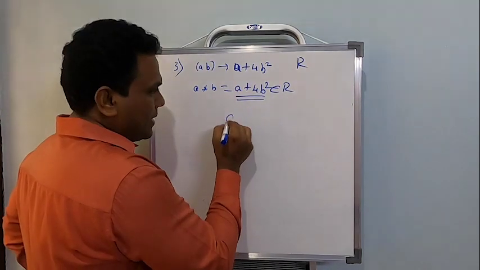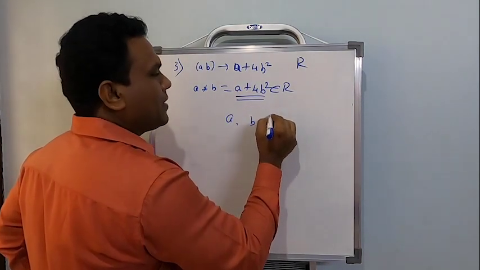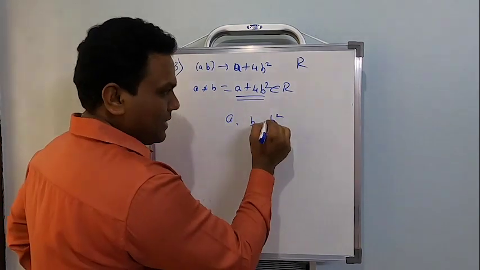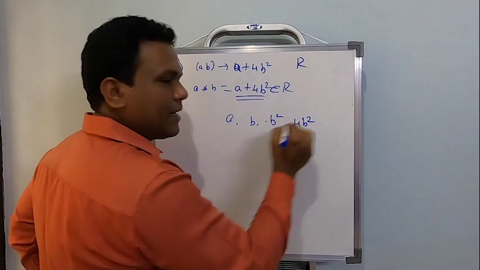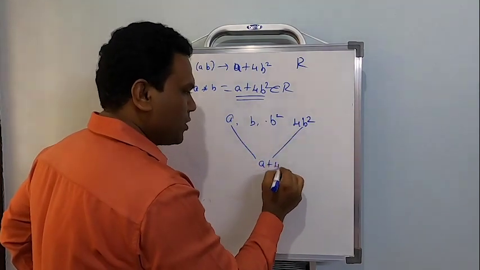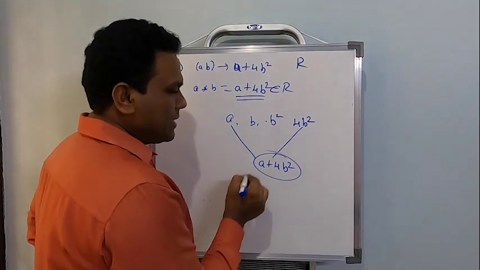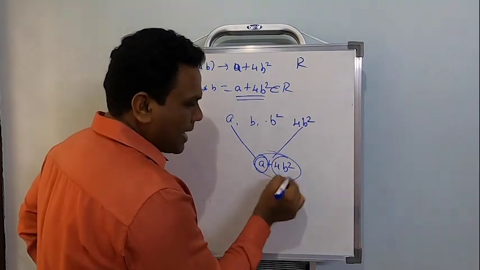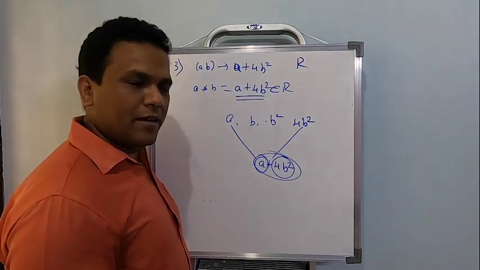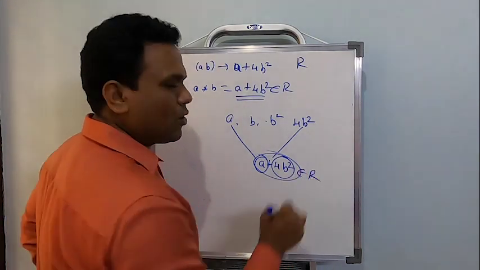Surely a is a real number, b is a real number. If b is a real number, b square is also a real number. Anything multiplied to this is still a real number. And I already know that the addition of these two, that's going to be a plus 4b square, is nothing but a real number added with one more real number. I already know the addition of two real numbers is also going to be a real number. Hence, this belongs to R.